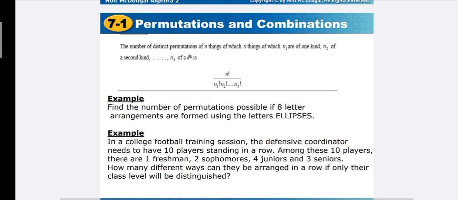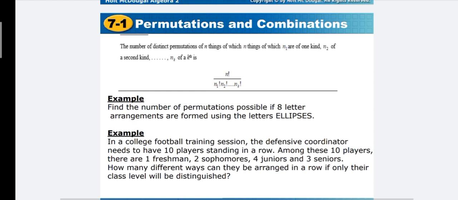Okay, so macam mana nak susun? Okay, so disebabkan ada player yang sama daripada kelas yang sama. Okay, satu freshman ada 1 je, daripada sophomore ada 2 orang, daripada junior ada 4 orang, daripada sini ada 3 orang. So macam mana nak arrange this?